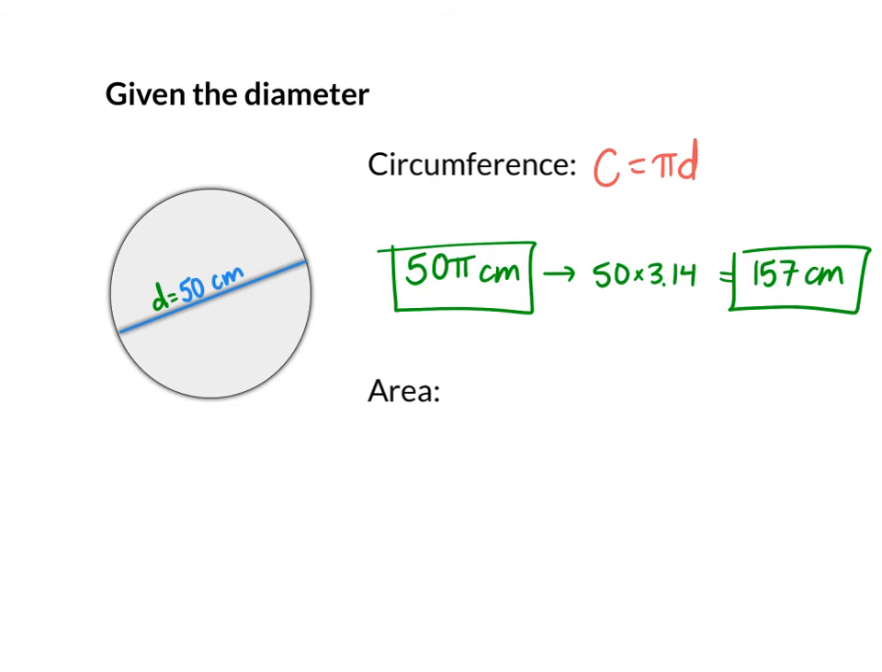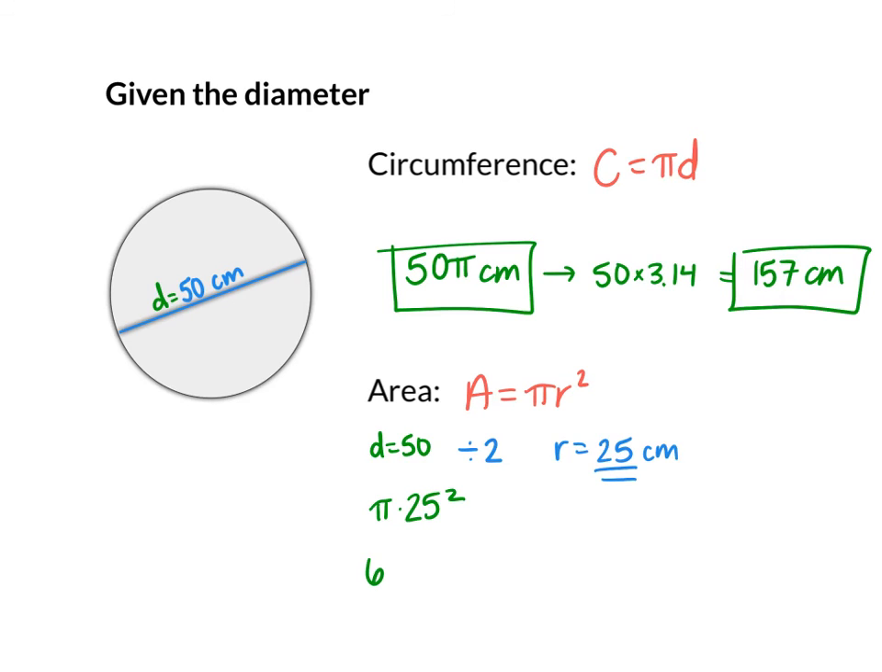Next up, for area, I only have a equals pi r squared. So when I have a diameter, I first need to cut that in half. So if my diameter is 50, I need to then divide that by 2 to tell me that the radius would be 25 centimeters. So in my area formula, I'm actually going to use the value of 25. So pi times 25 squared will get me the area.